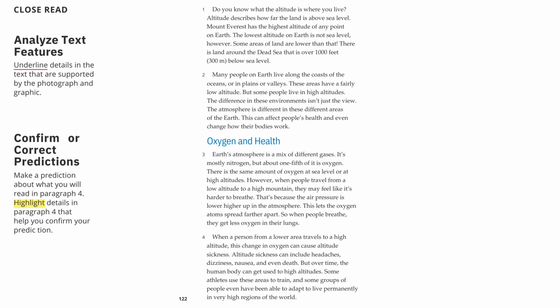Close read. Analyze text features. Underline details in the text that are supported by the photograph and graphic.